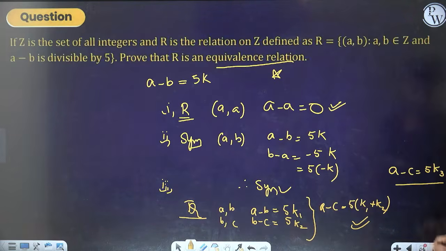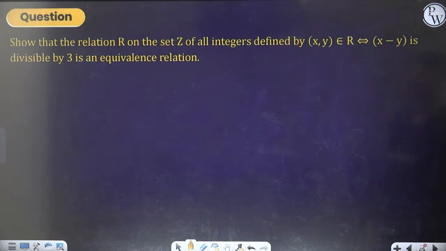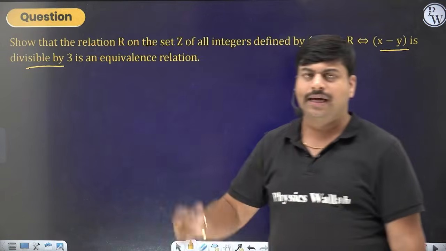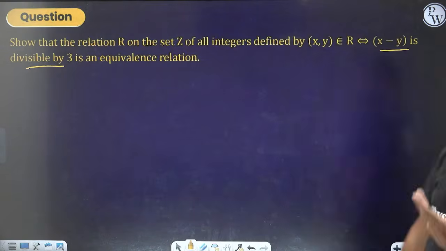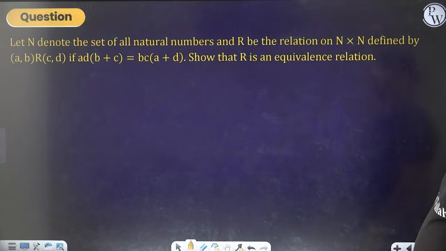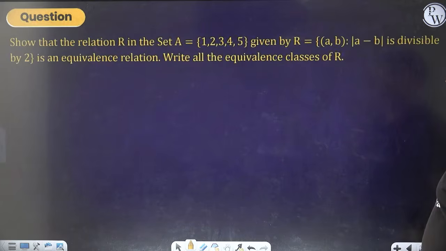Beautiful relation. Next, x minus y is divisible by 3 is an equivalence relation. Okay, please try that in the same way. Same type as with 5. Now we are going with a 3. Again, it is with integers only. Right. Next. Satisfying (a,b) related to (c,d) if a d times (b plus c) is equal to b c times (a plus d), then show that R is an equivalence. Okay, almost the same.